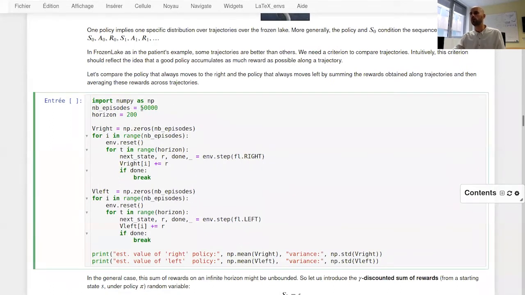So for this, I will draw 50,000 episodes for each policy over a maximum 200 steps horizon. I'll consider that after 200 steps, the episode ends. And I will just declare a vector V_right where I will store all the values for accumulated rewards over episodes. And for i in range of number of episodes, I will reset my environment. And for t in range of horizon, I will call a function called step where I will apply action move right. And so the environment will transition to a next state. It will receive a certain reward and a flag that tells it whether it has fallen into a hole or not. So in V_right[i] I will accumulate r. And if done is true, if we have fallen into a hole, then we will just stop this loop and reset the environment, move on to the next i and fill the next V_right[i].